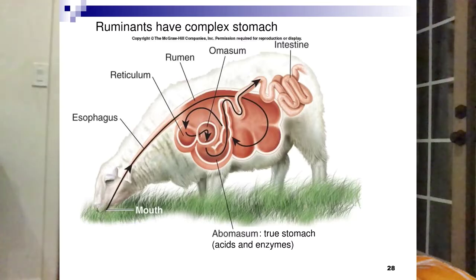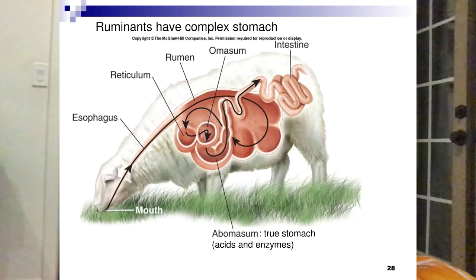I'm sorry, I said that wrong. That contains microbes that digest cellulose for the animal. What I was trying to say was cellulose-digesting microbes. Okay, so microbes actually can digest the cellulose for them. So again, those with a complex stomach, those microbes live in the rumen and the reticulum rather than the cecum, part of the large intestines.